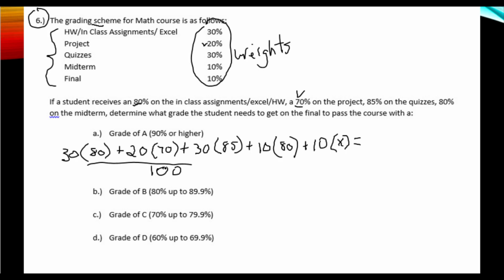100%, right? You want to be able to get an A. So you want to ask the question, what do you need on the final in order to get an A for the class, which is a 90 or better? So the minimum would be here.